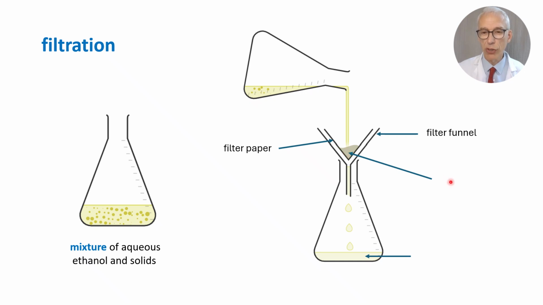What is the general name given to solids that collect in a filter paper? And what is the general name given to a solution which passes through the filter paper? Stop and try to recall those names. Okay, I'm going to reveal. The solid trapped in the filter paper is called a residue. The aqueous ethanol that passes through is an example of a filtrate.